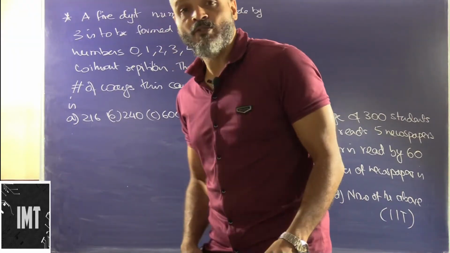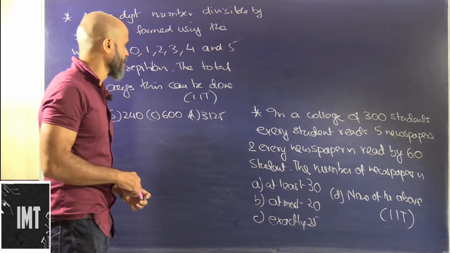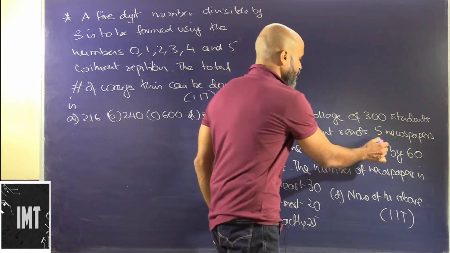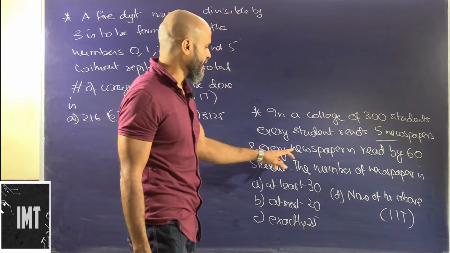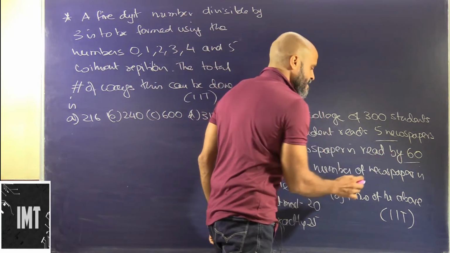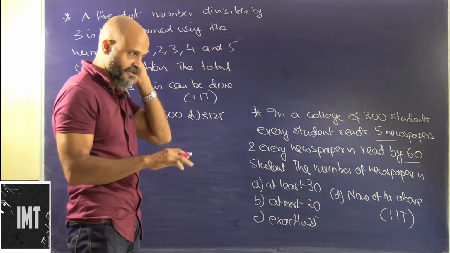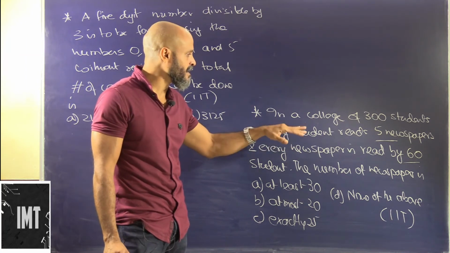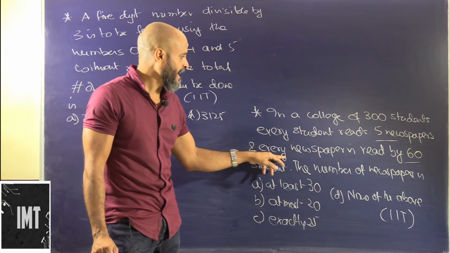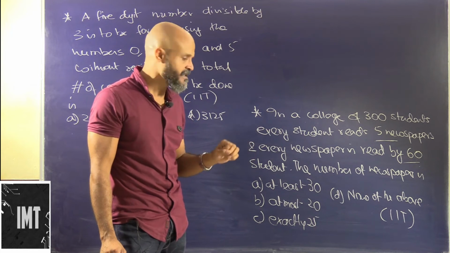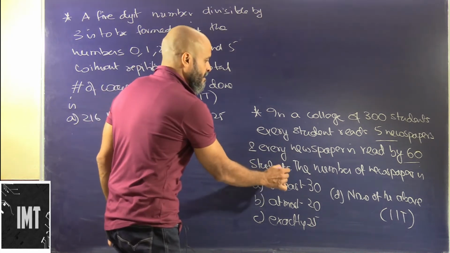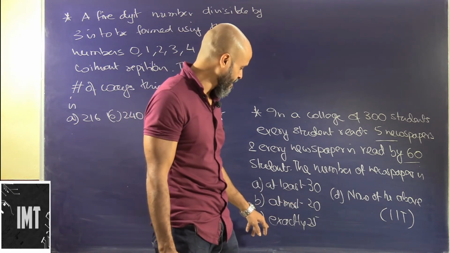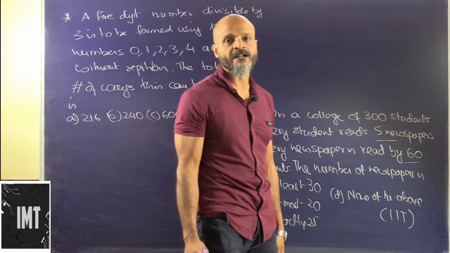Alright, so we have 2 more problems out here from IIT. In a college of 300 students, every student reads 5 newspapers and every newspaper is read by 60 students. Just playing with words out here. The number of newspapers is at least 30, at most 20, exactly 25, none of the above.